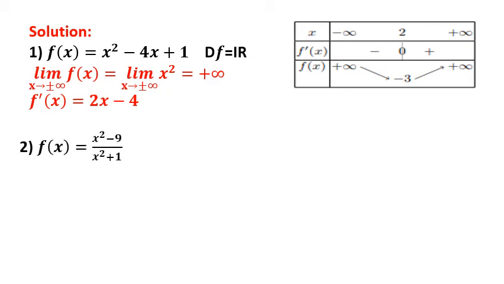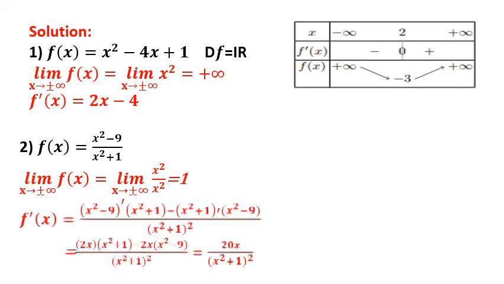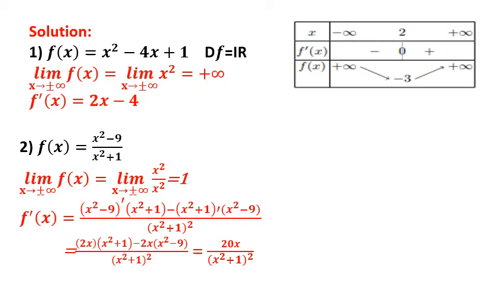2. f of x equals (x power 2 minus 9) over (x power 2 plus 1). First, we start with the limit of f at plus or minus infinity. We take the leading part of the numerator and the leading part in the denominator. Then we get the limit at plus or minus infinity of x power 2 over x power 2, which is equal to 1. We calculate f prime of x.